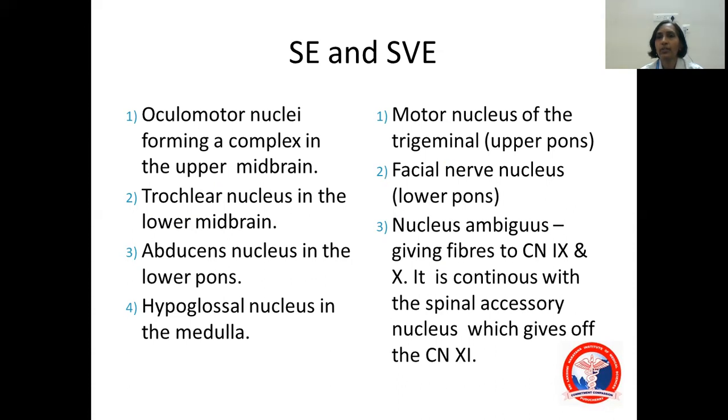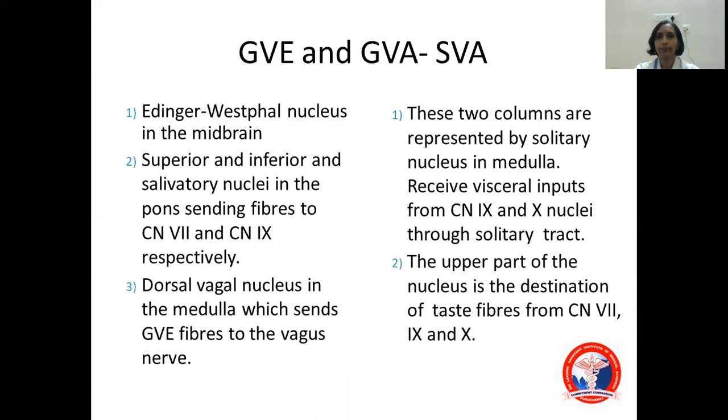The second component is special visceral efferent, which is branchiomotor. The nuclei which belong to this component are the motor nucleus of trigeminal nerve in the upper pons, the facial nerve nucleus in the lower pons, nucleus ambiguus giving fibers to the ninth and 10th cranial nerve, and the spinal accessory nucleus for the 11th cranial nerve.